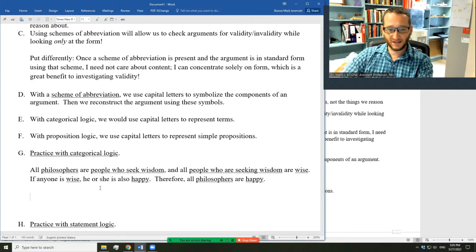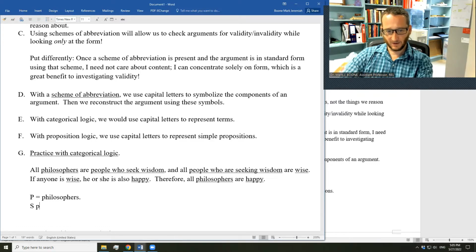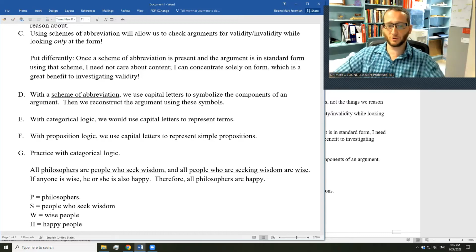So let's use P for our first term, philosophers. And let's use S for people who seek wisdom. And of course, W for wise people, and H for happy people. And that's it. Those are our only terms.